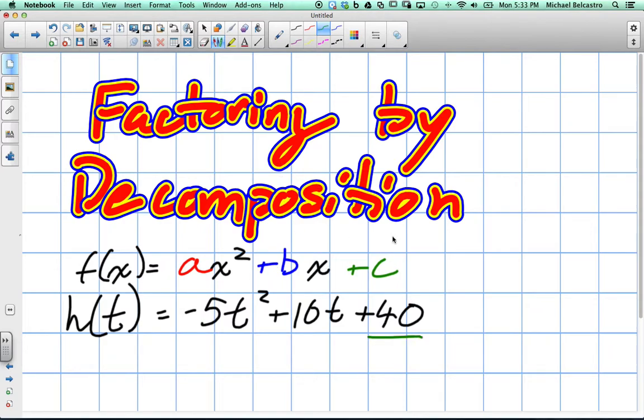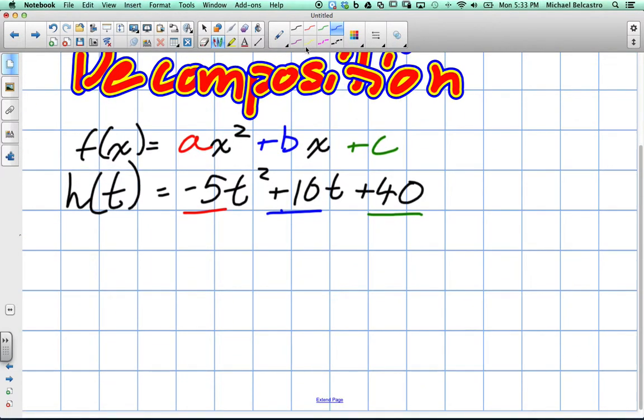So our c term is 40, our b term is 10, and our a term is -5. The goal of this is to get the factored form. A great step might be to common factor, but we actually don't have to common factor. We can factor by decomposition, so we're just going to focus on the factoring itself.